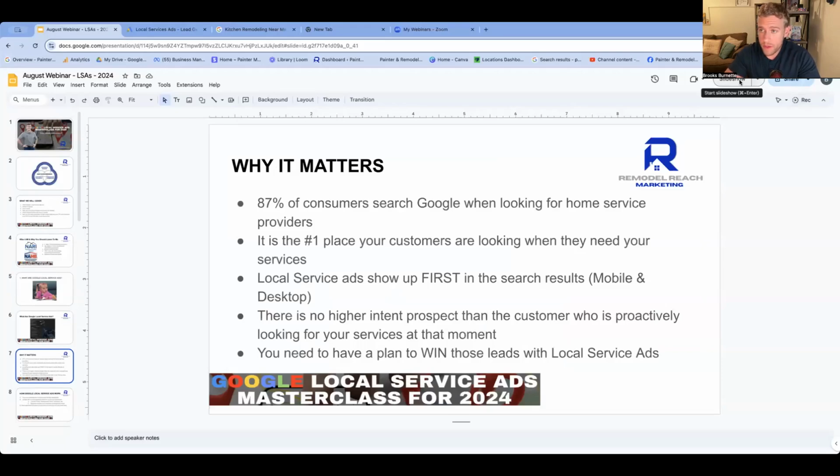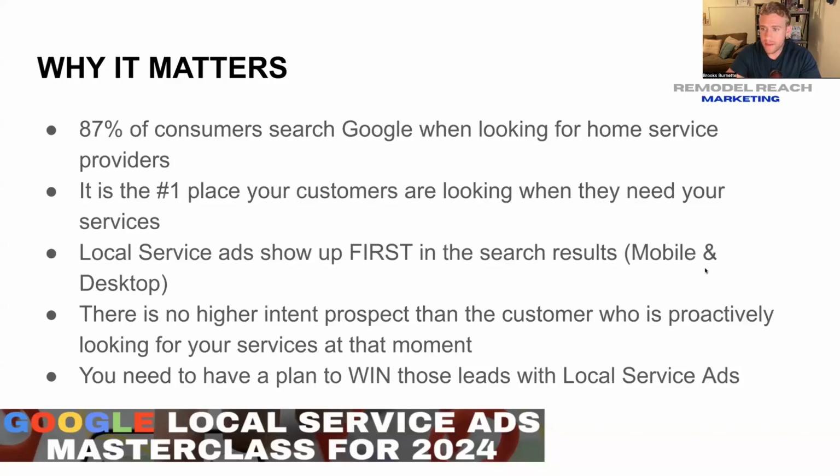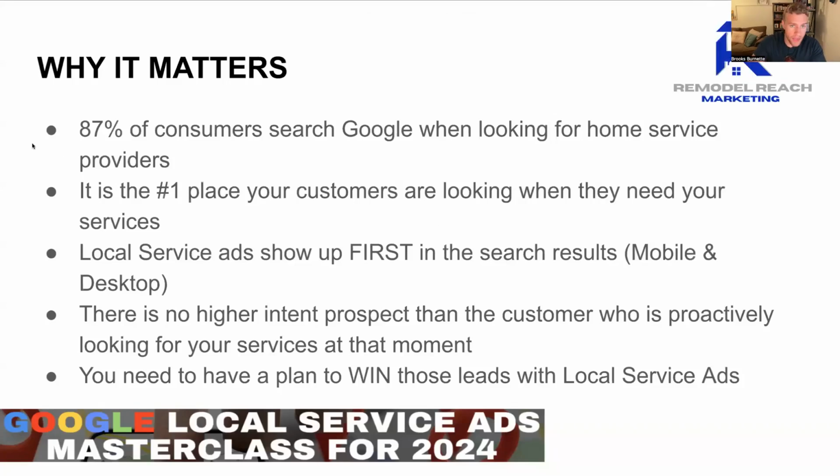So why does that matter? That was a lot of information. Why in the world does that even matter? It matters because around 87% of consumers search Google when looking for a home service provider. You've got all these competitors: Yelp, Angie, Nextdoor, all these different platforms. But what's funny is that most people have to go to Google in order to get to those platforms anyway. Most people don't go to yelp.com and then search for a kitchen remodeler in their area. They go to Google and type in kitchen remodeler my area, bathroom remodeler my area, city, whatever. And then the Yelp results are in there. That's how they get to Yelp most of the time.